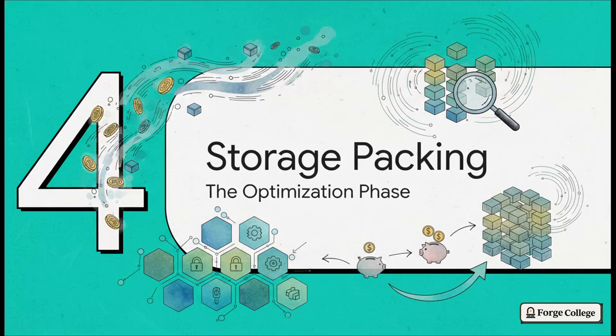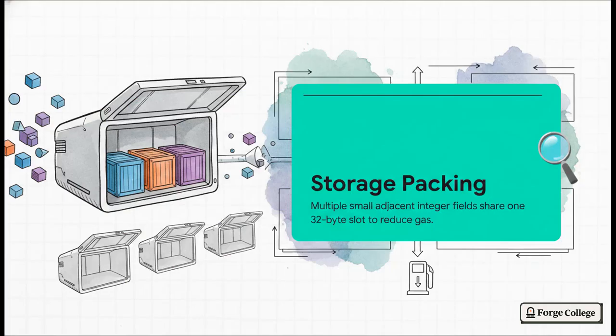Which brings us to Section 4, storage packing for gas, the optimization phase. What's really fascinating about those smaller bit widths we just looked at is how they allow us to engage in every Web3 developer's favorite obsession, saving pennies on gas fees. Since writing to the blockchain costs your users real money, optimizing your physical storage is literally always a top priority. And that brings us to a beautiful technique known as storage packing.